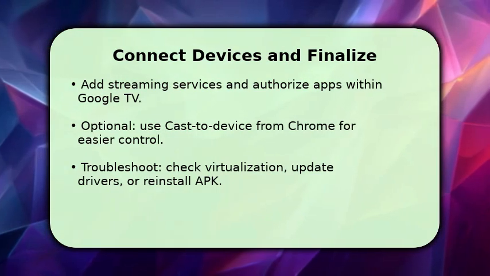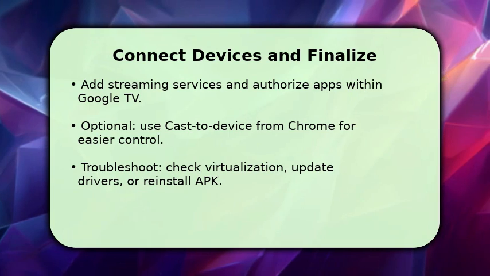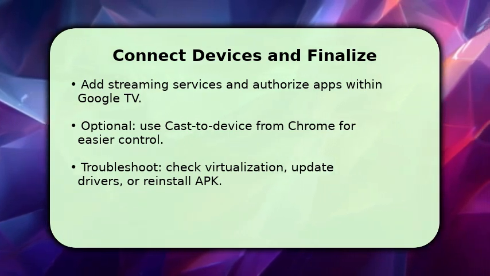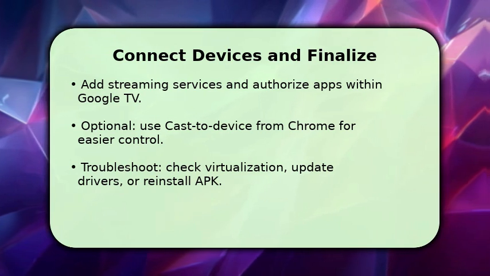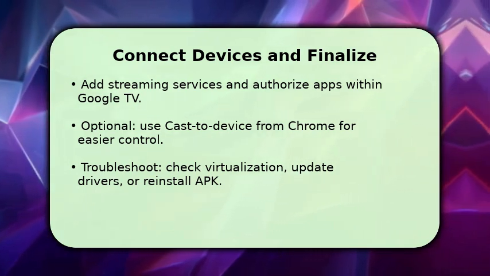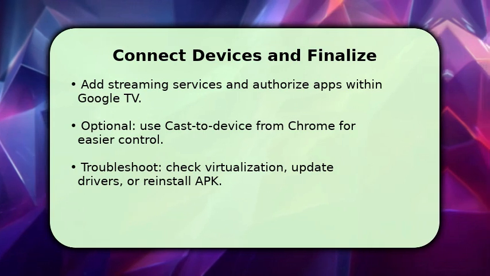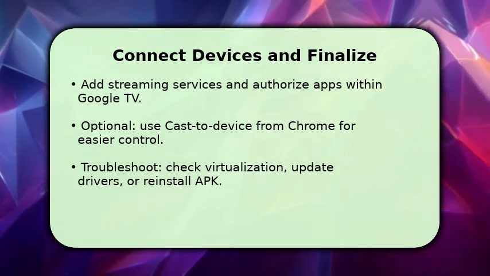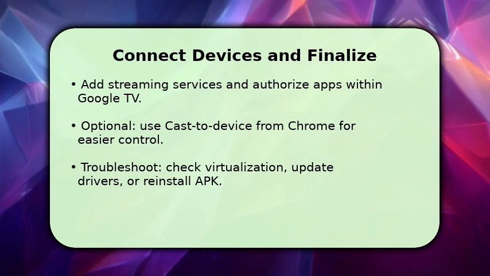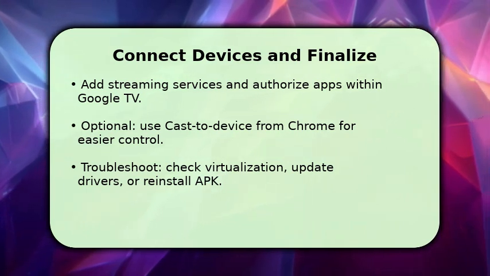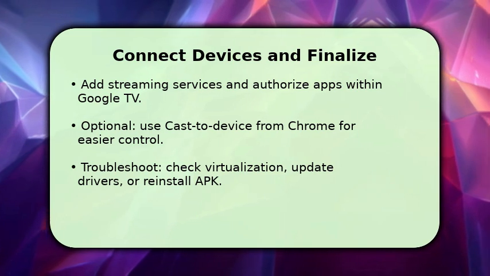To finish, add and authorize your streaming services inside Google TV. Netflix, Prime, and others require sign-in per app. Once added, organize apps on the home row and test playback to confirm DRM and HD streams work. If you prefer, use Chrome's cast feature to push content to the emulator window for quicker control.